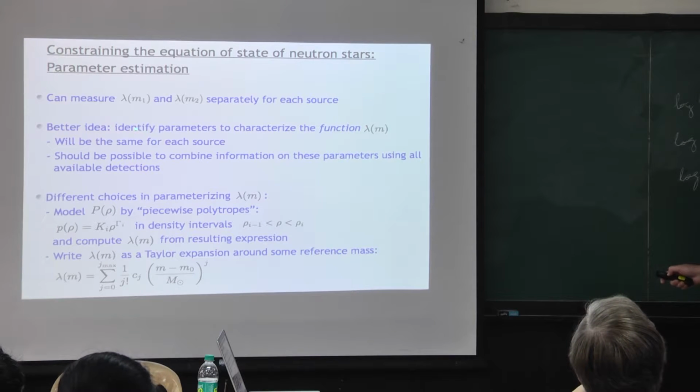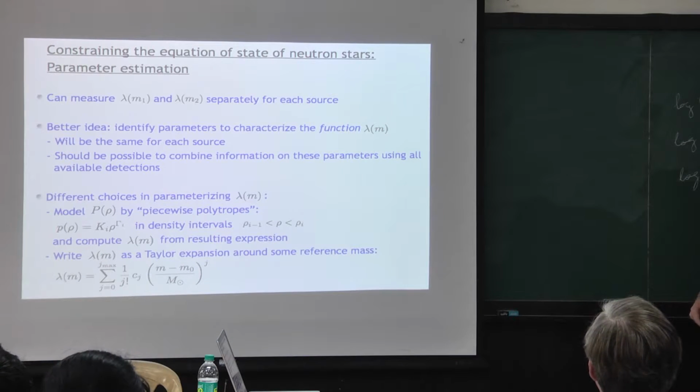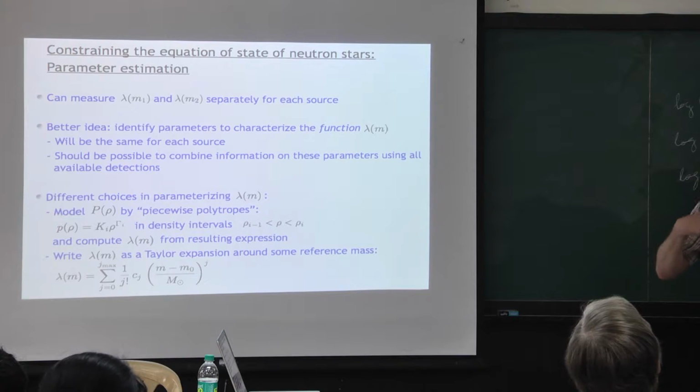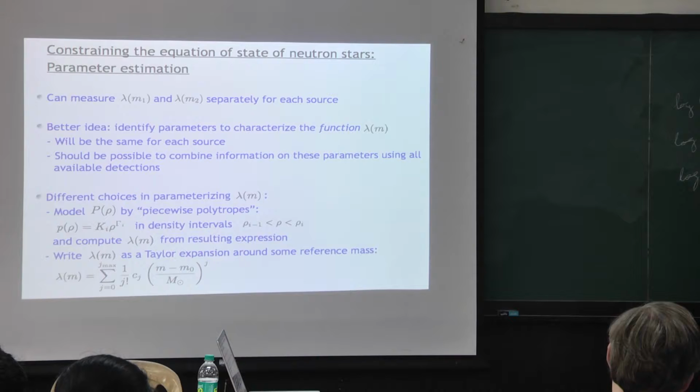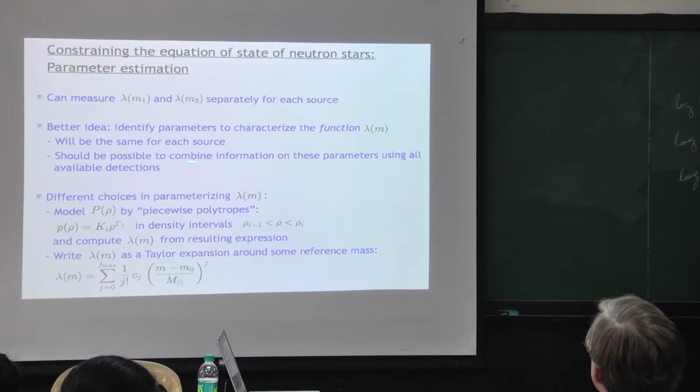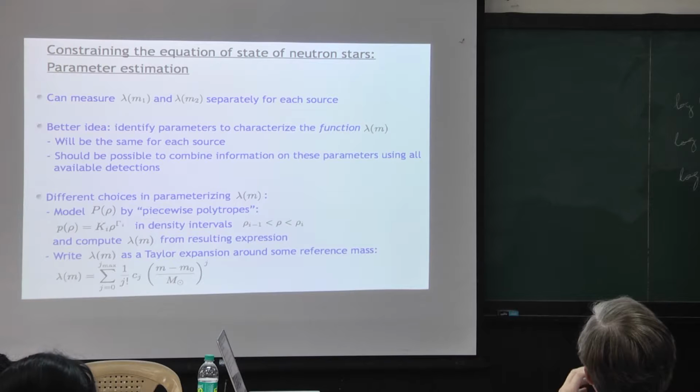But if you identify a number of parameters that could characterize lambda of M, then they will be the same for each source, under the assumption that the equation of state is the same for each neutron star. And then it should again be possible to combine information on these parameters using all the available detections, because the numbers you're measuring are the same for each and every source.